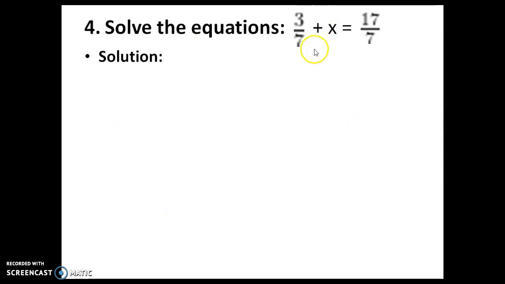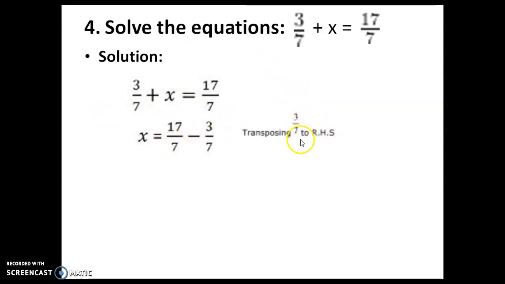The next equation is 3 by 7 plus x equals 17 by 7. Here also it is in fraction, that's all. Here you have plus, and it's a fraction, so we are going to do subtraction and addition of fractions. There is not much difference; it's very similar to the previous problem. So transposing 3 by 7 to the RHS: this 3 by 7 is in the LHS and you are bringing it to the RHS. Here it is positive; when coming to the RHS, it will have a minus sign.